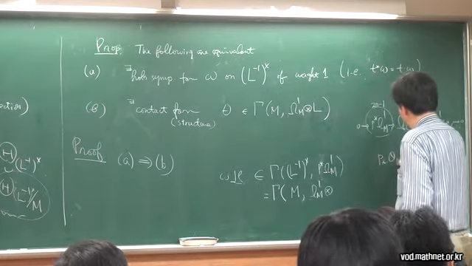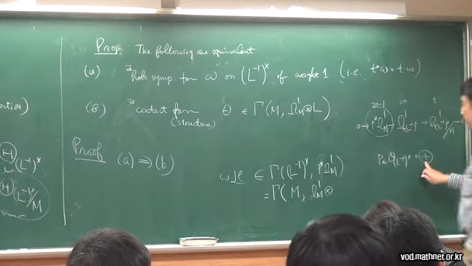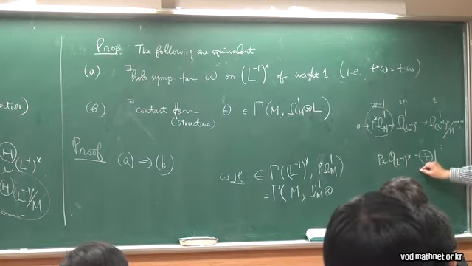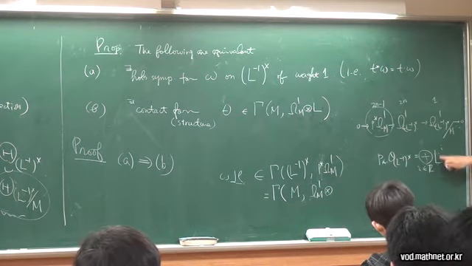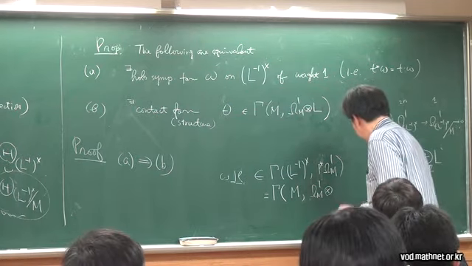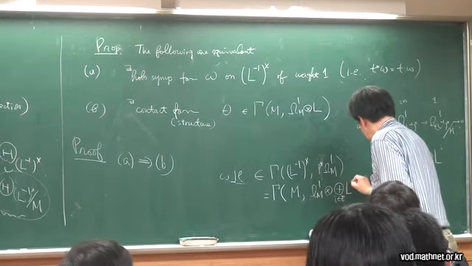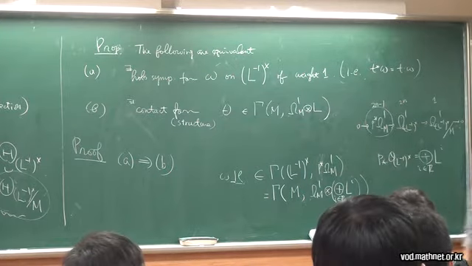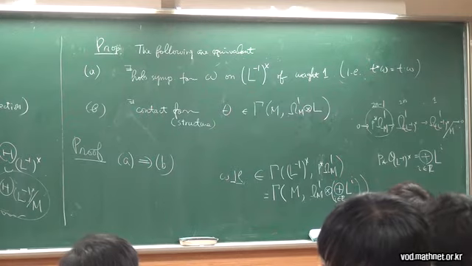What is P star L inverse? This is nothing but the direct sum of the tensor powers of L. Yes. So this is something like this. Yes, this is a projection formula, but omega has weight 1 by the condition.